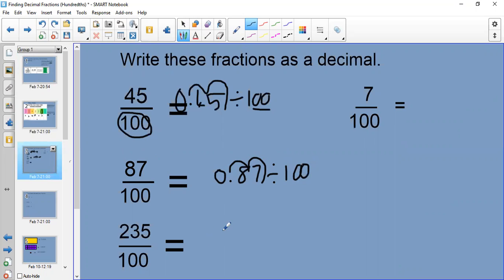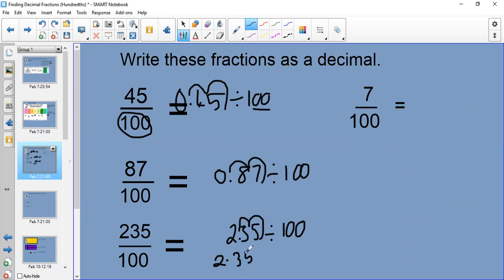What about 235 over 100? Well, again, it's just the exact same. You just need to remember to move the decimal point back two spaces. So divide it by 100, the decimal point starts here, move it back one space. That would be finding a tenth, but we want to find 100, so we've got to go one more space back, put the point here. So the answer for 235 out of 100 as a decimal is 2.35.